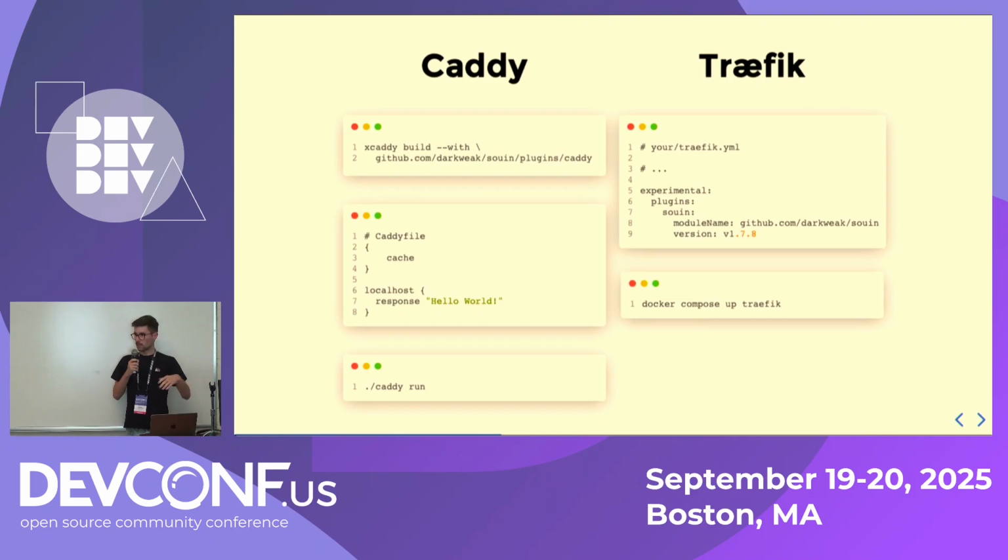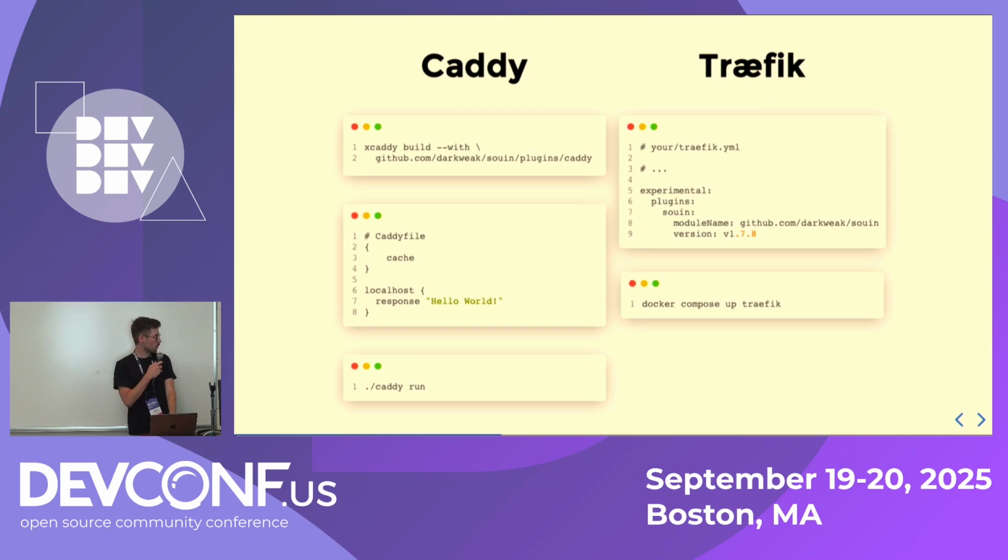And for Træfik, it's something the same. You just define the experimental key in your Træfik.yaml, and you say, okay, I will use the plugin Swan. The module name will be your GitHub project, and the version of the plugin you want to use, and just run docker compose up Træfik, and it's working.